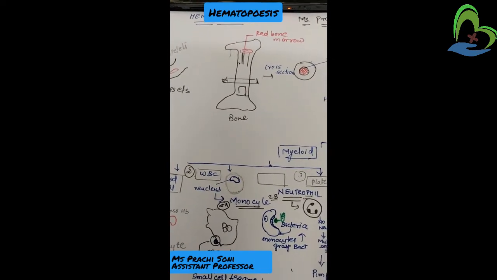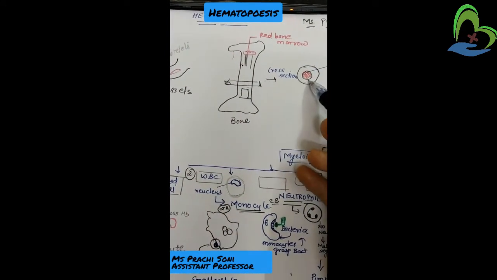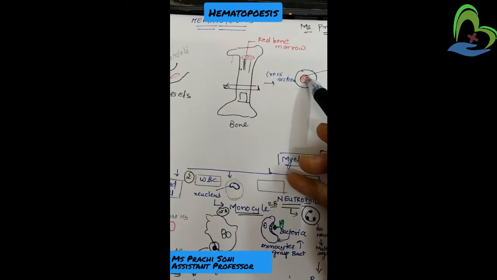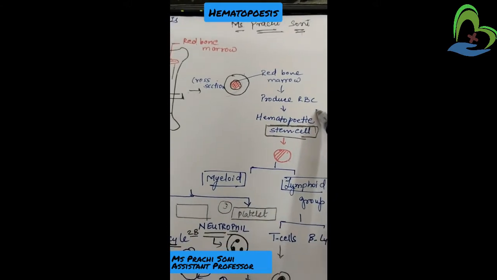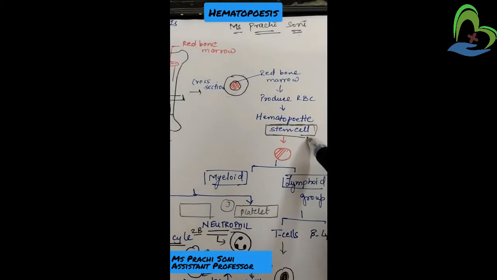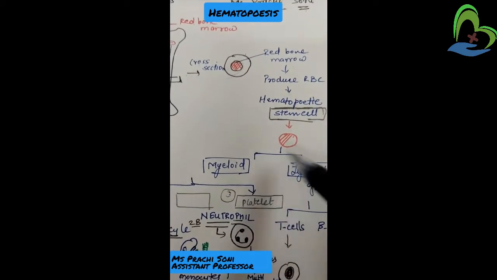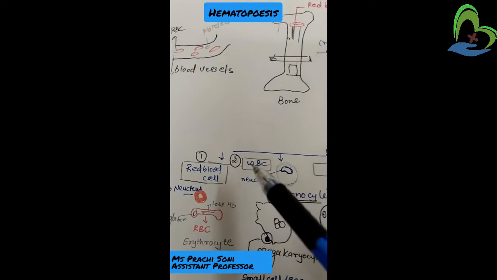that is hematopoiesis. When we look at the cross section of the bone, it has the red bone marrow which can be seen in between. Once this red bone marrow starts producing the RBCs, that is hematopoiesis, there are stem cells which help in the myeloid and lymphoid production. These myeloid cells are different, so let's understand what they are.